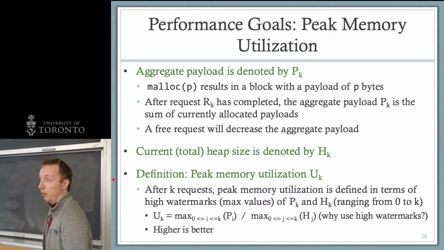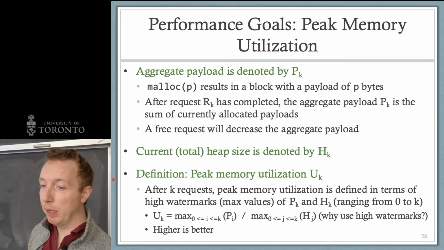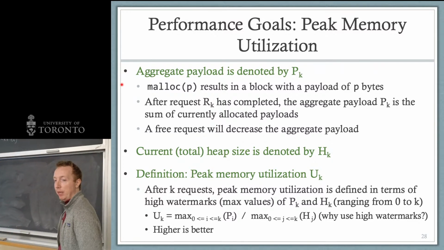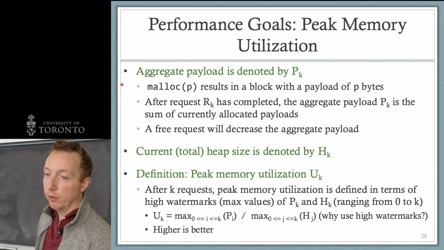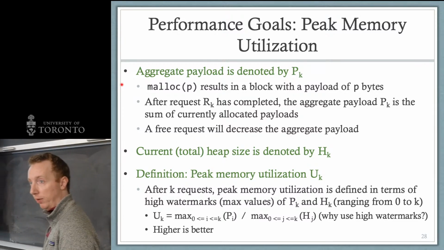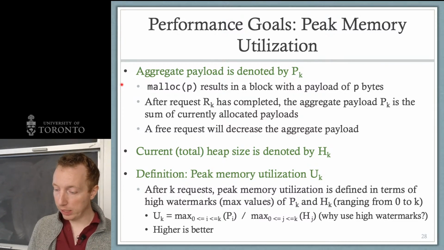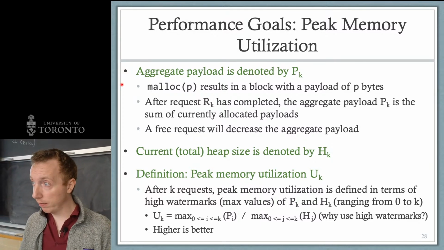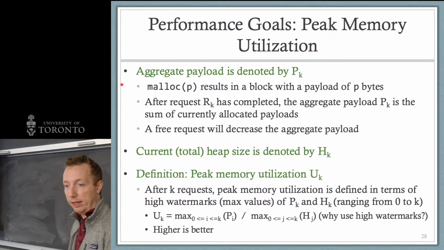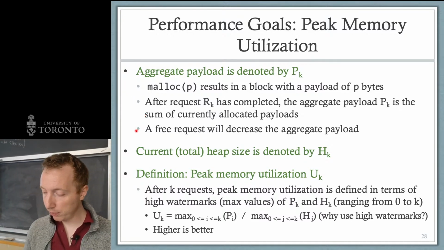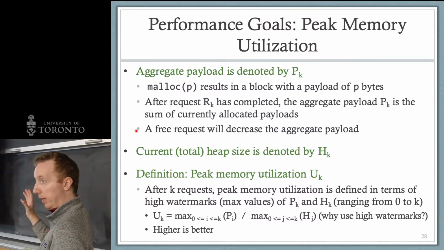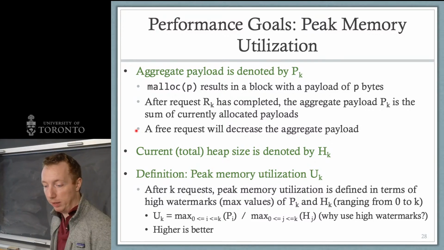If I want to actually evaluate peak memory utilization, well, I need a few numbers. The first one is aggregate payload. That's denoted by P, which is basically at any given time how much memory has the user requested. So it takes into account freeing. It's the amount of memory actually requested through malloc at any one given time. So if you free, that would reduce it because you're not using that pointer anymore. This is what the programmer actually requested at every time instant.